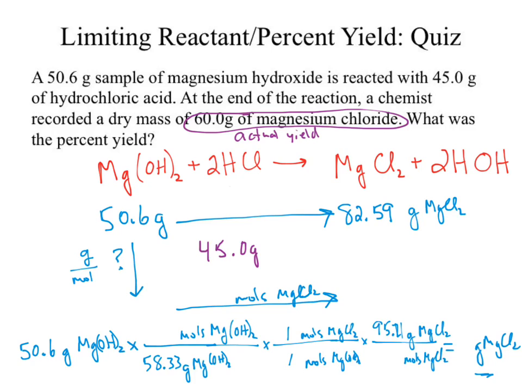That number is now our theoretical yield. That is the maximum I could make with the magnesium hydroxide. I can't make any more than that with magnesium hydroxide. But the question does not end there, because I now react that with 45 grams of hydrochloric acid, which means I now have to go through and do the exact same kind of calculation, except now I'm starting with hydrochloric acid. So now I'm going to erase all of that lovely work.